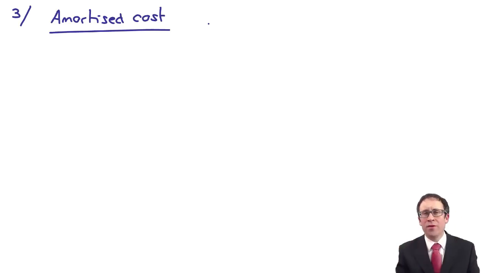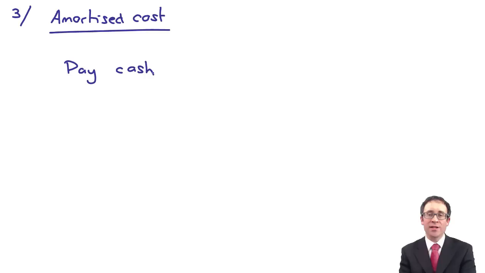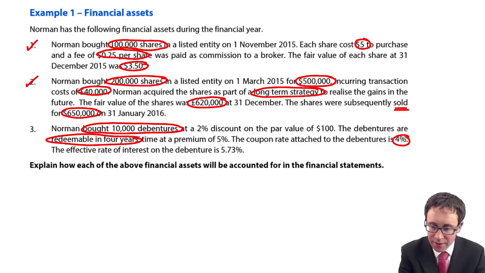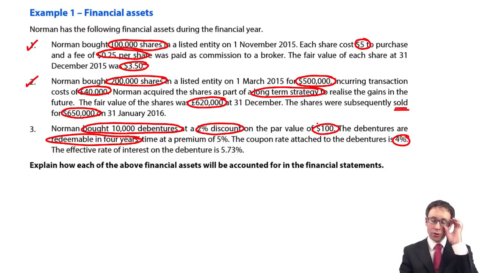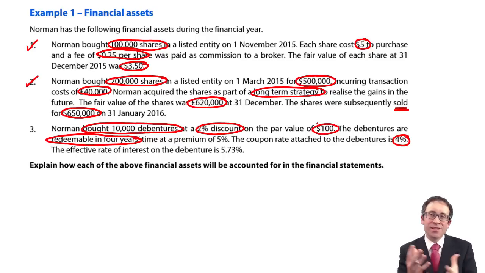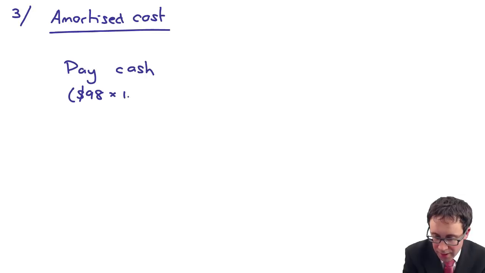So let's think about what this amortized cost actually is, okay? Because when you buy the investment, you are initially going to pay cash for that investment in debt. How much cash are we going to pay? Well, here it says that we get a payment made of a 2% discount on the par value of 100. So instead of paying the par value, to try and incentivize us to invest in that debt, the issuer is giving us a discount. So it looks good, doesn't it, from our perspective, and that we're going to pay $98 for each of those debentures.